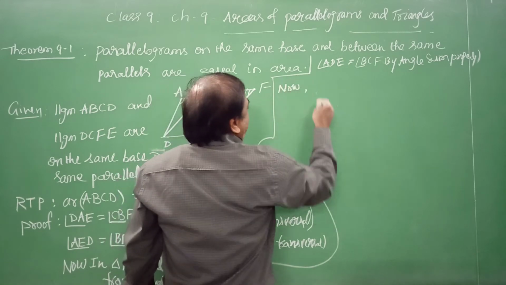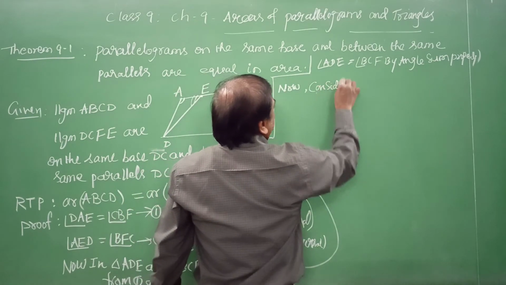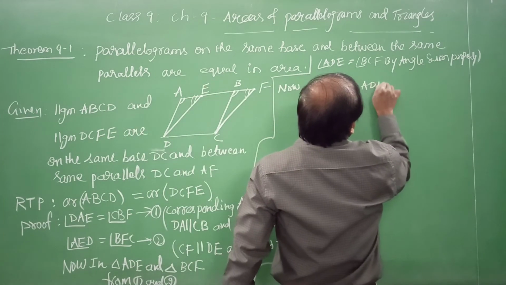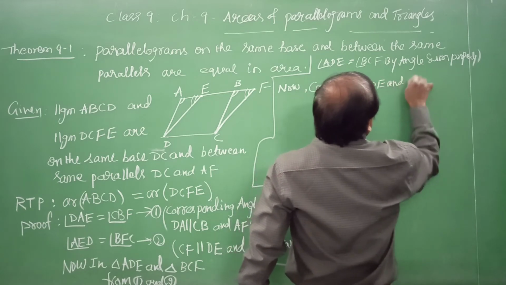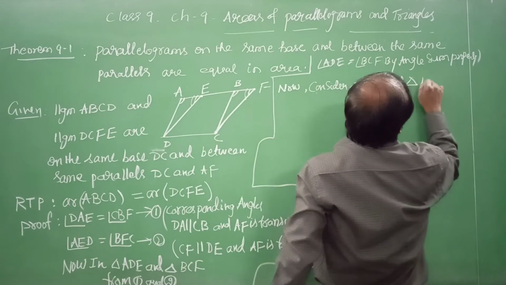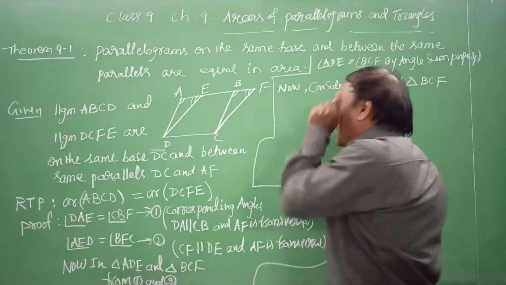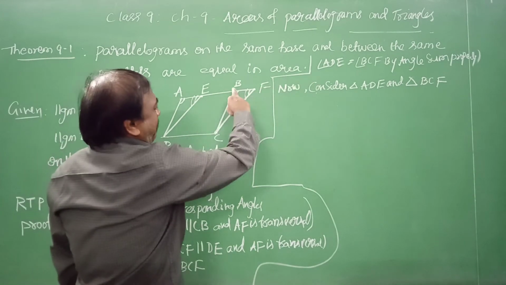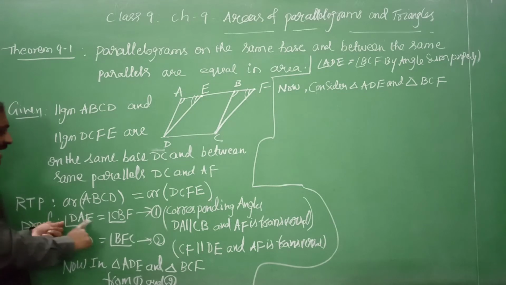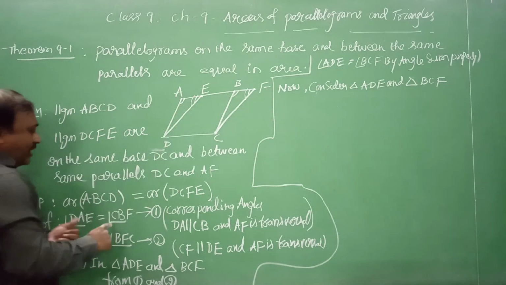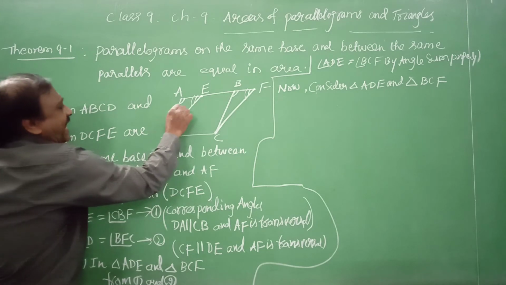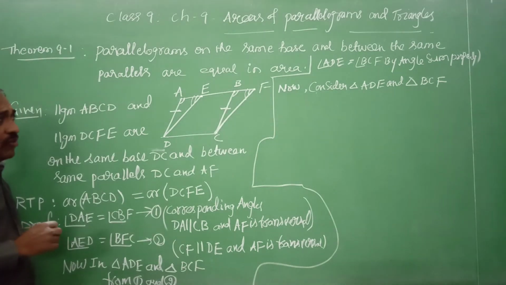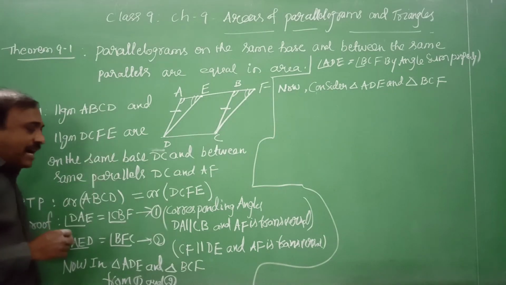Now, consider triangle ADE and triangle BCF. As we just proved, angle ADE is equal to angle BCF, and here we got angle DAE is equal to angle CBF, and AD and BC are equal. AD and BC are opposite sides of the parallelogram.